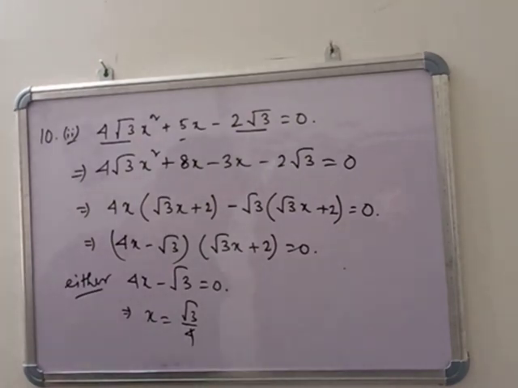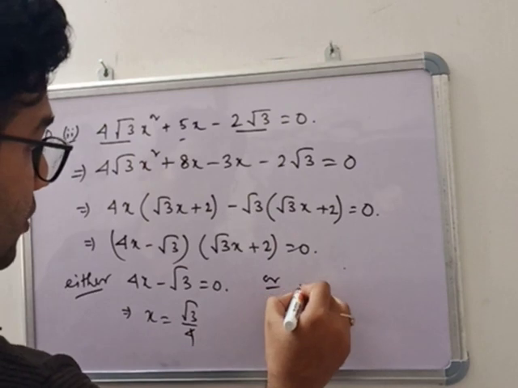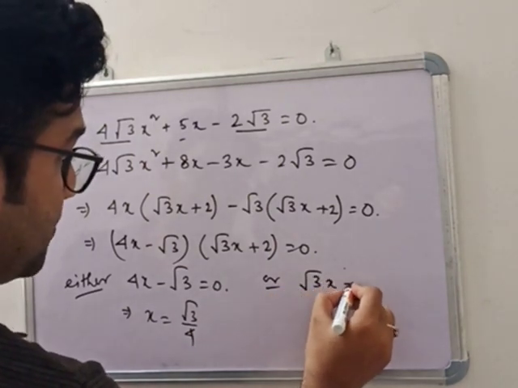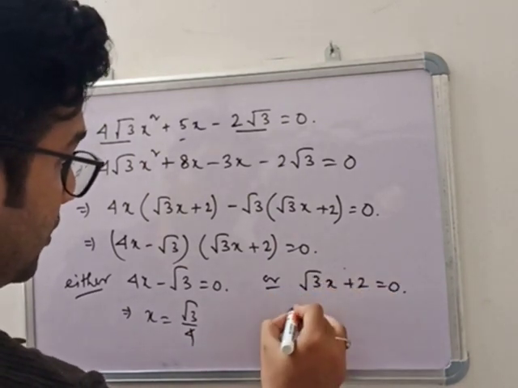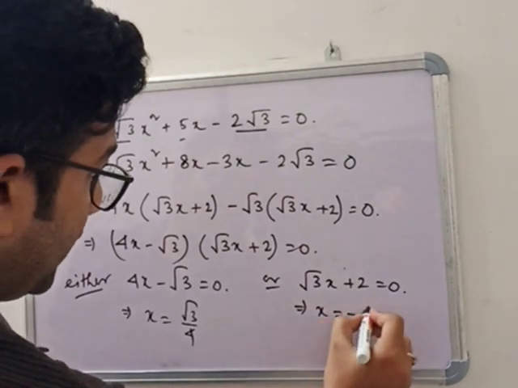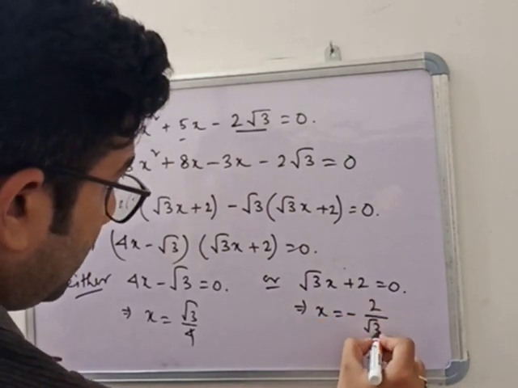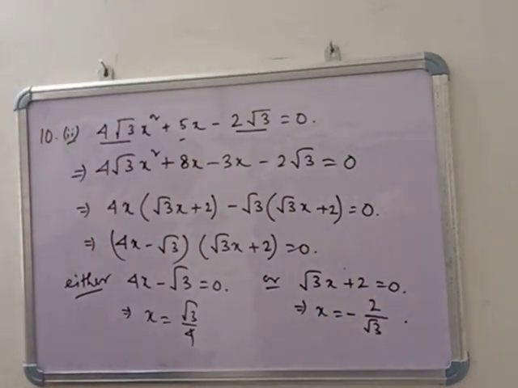Okay. And similarly we can write, or root 3x plus 2 equals to 0. That means x equals to minus 2 by root 3. The values of x are root 3 by 4 and minus 2 by root 3. Note down all of it.